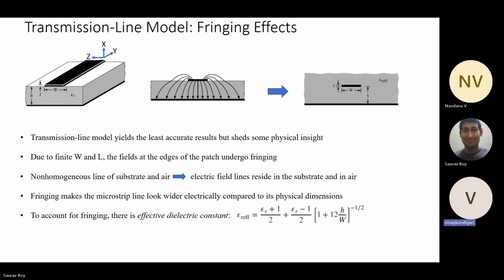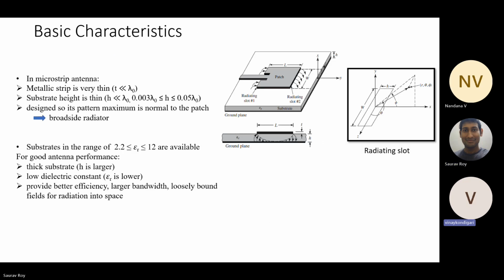So, sir, here fringing field is responsible for radiation. Yeah, fringing field is the actual quantity responsible for radiation. And we want to generate more fringing field for better antenna characteristics. And how do we generate better fringing field? By increasing the thickness h or reducing the dielectric constant epsilon r.